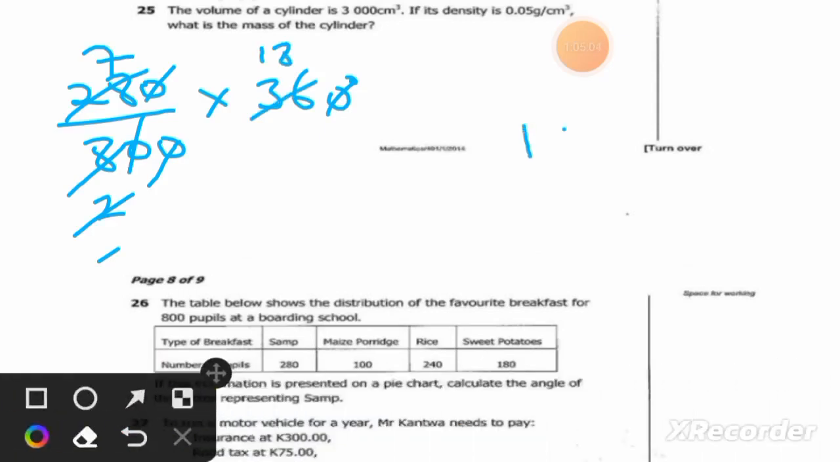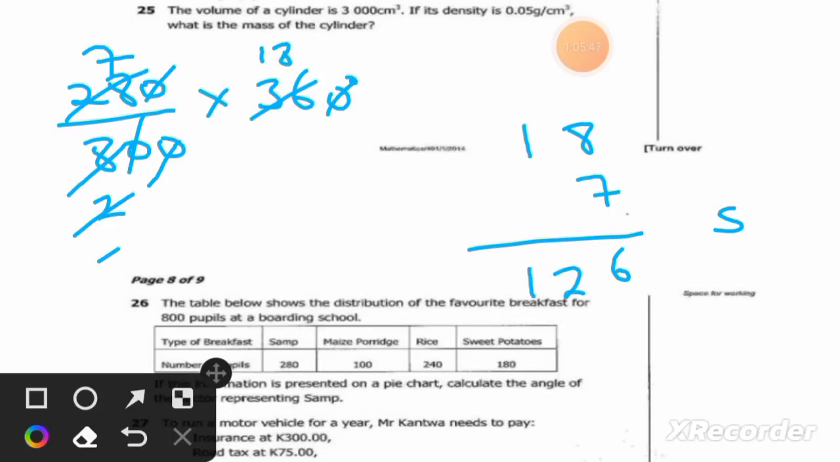So we are going to say 18 times 7. 8 times 7 is equal to 56. We write 6, carry 5. 7 times 1 is equal to 7, plus 5 is equal to 12. So here we are going to have 126.